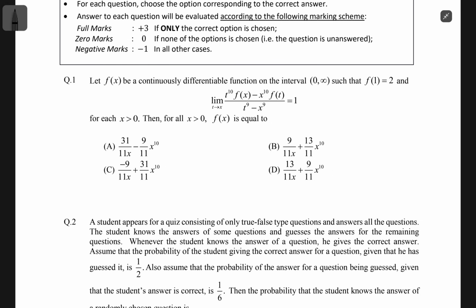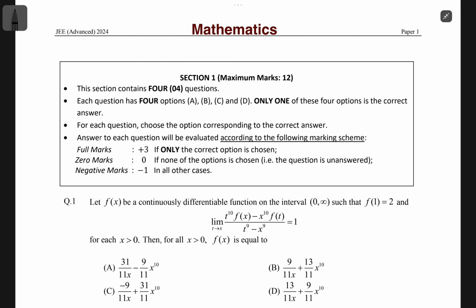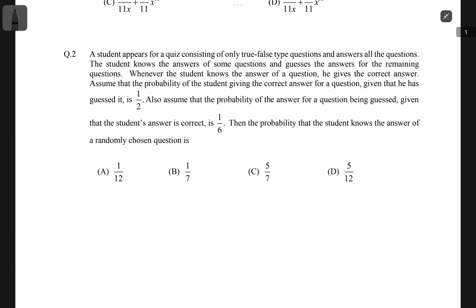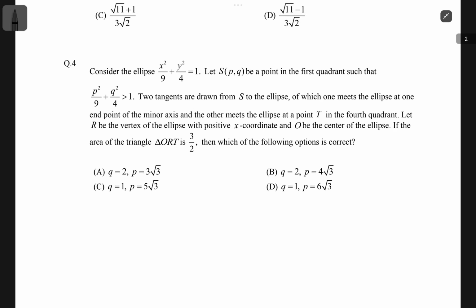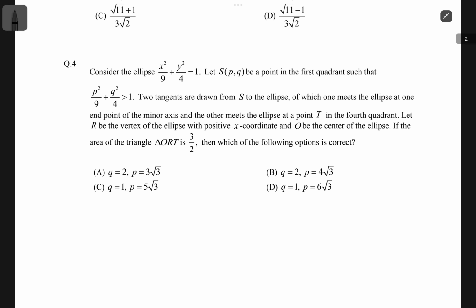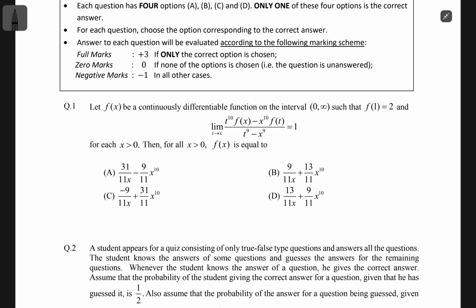Hello everyone, welcome back. Today we are going to be solving the JEE Advanced 2024 paper, and I know it's an easy paper, but let's see. I would be solving a few questions and I'll upload more if this video is liked enough. And let's start with it.